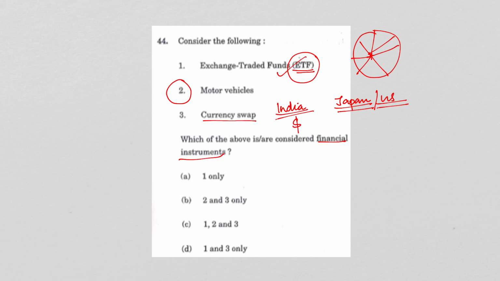Indian domestic currency is rupee and US domestic currency is dollar. Swap means you give our domestic currency to the other government or other entity, and the other one gives you their currency or dollar. This is what we call as currency swap. Swapping between currencies of two different economies, or swapping currencies by two different economies. So this is currency swap, and this is definitely a financial instrument. So answer is 1 and 3.